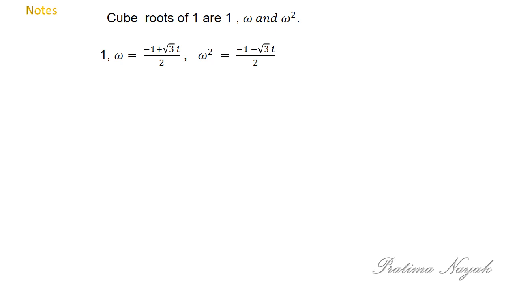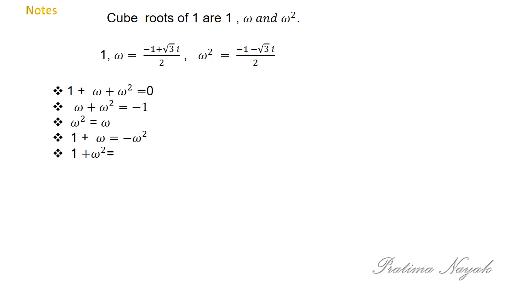So we have learned so many things now. Let us summarize. The cube roots of 1 are 1, omega and omega square. Omega is equal to minus 1 plus root 3i over 2. Omega square is equal to minus 1 minus root 3i over 2. 1 plus omega plus omega square is equal to 0. From this we can derive that omega plus omega square is minus 1, 1 plus omega is equal to minus omega square, and 1 plus omega square is equal to minus omega.